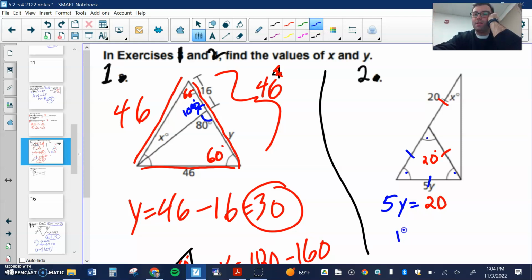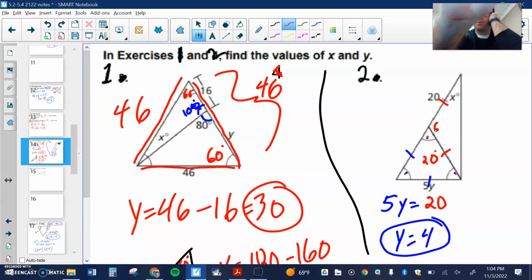So I'll divide both sides by 5. Y is 4. Okay. Well, I know that these 3 angles are the same. So if this is 60, oops. If this angle right here is 60, then this has to be 120.